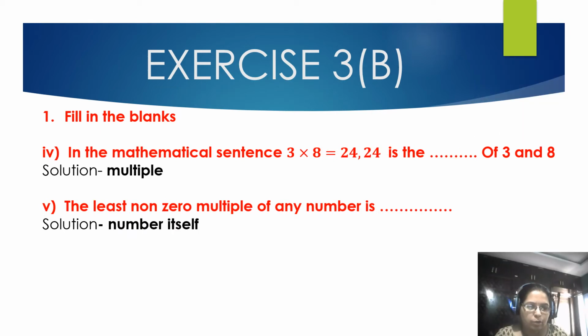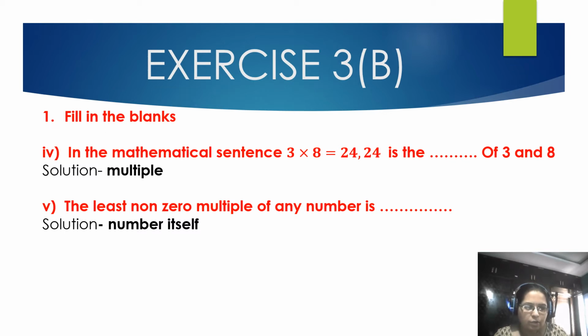Now we solve question number 4th bit. 4th bit is in the mathematical sentence 3 multiplied with 8 equal to 24 and 24 is the dash of 3 and 8. 3 and 8 are factors and 24 is the multiple. When we multiply two numbers, the two numbers are called the factors and the product that we get is called the multiple. So here 3 multiplied with 8 equal to 24. 24 is the multiple of 3 and 8.